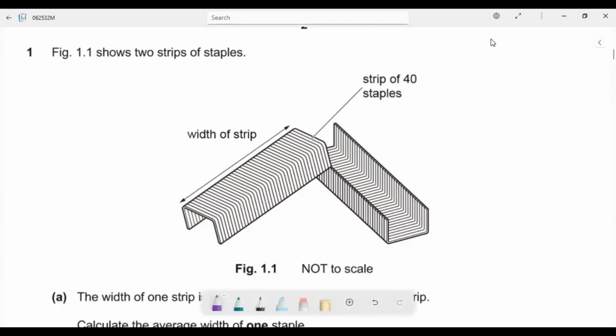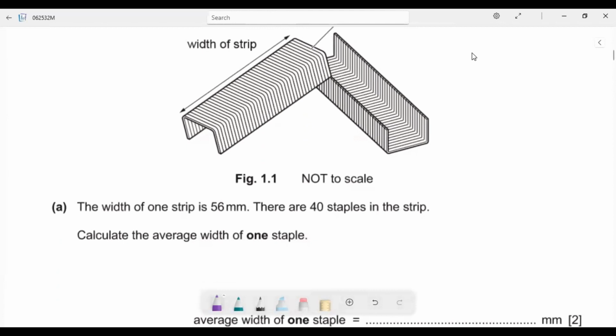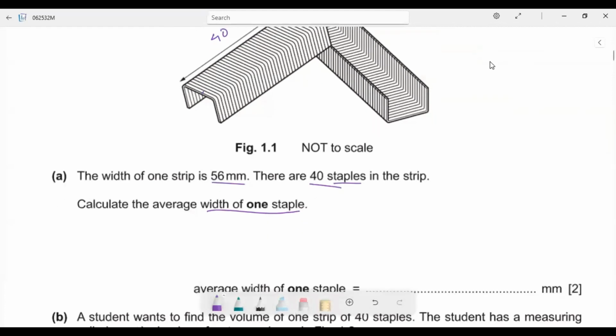Question number 1. Figure 1.1 shows two strips of staples. The width of one strip is 56 mm. There are 40 staples in a strip. So the width of one strip is given and there are a total of 40 staples in the strip. Calculate the average width of one staple. We need to find the average width of one staple.